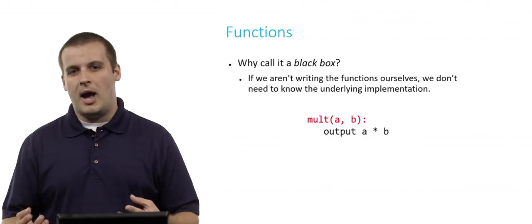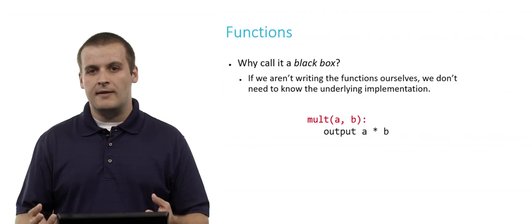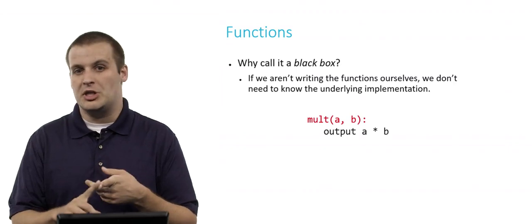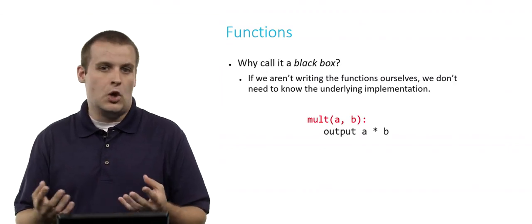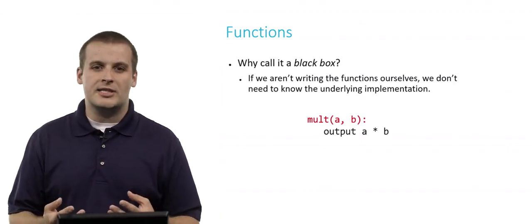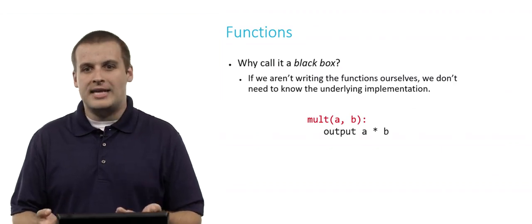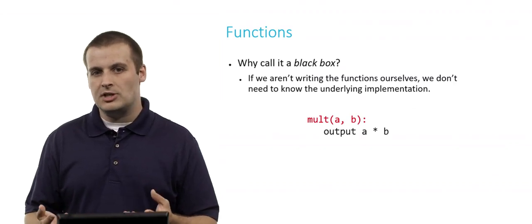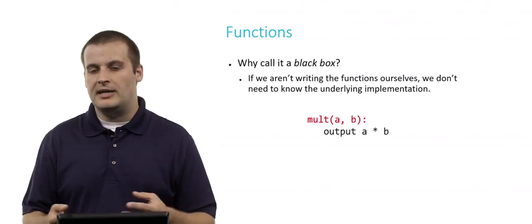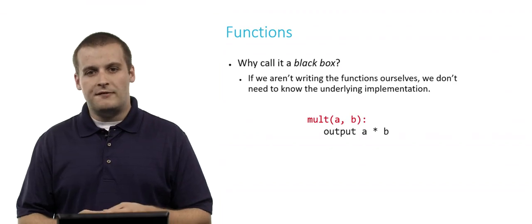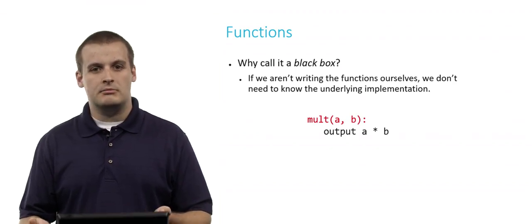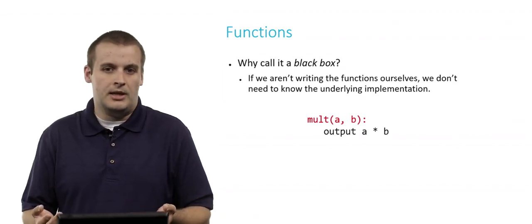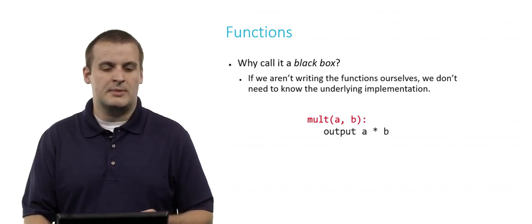Why do we call it a black box? Well, if we aren't writing the functions ourselves, which we've done quite a bit so far in CS50, we've seen printf, for example, which is a function that we didn't write ourselves, but we do use all the time. If we aren't writing the functions ourselves, we don't really need to know how it's actually implemented under the hood. So for example, the black box I just showed you for multiplication. Mult AB could be defined, and this is just some pseudocode, as output A times B. That makes sense, right? If we have a function called mult that takes 2 inputs, we would expect that the output would be the 2 inputs multiplied together, A times B.